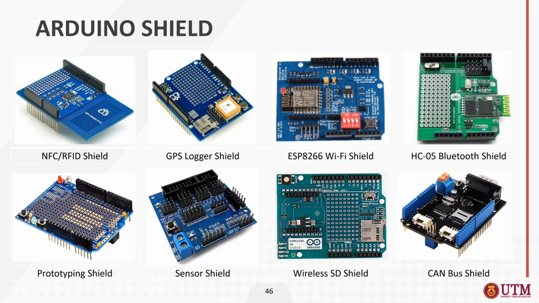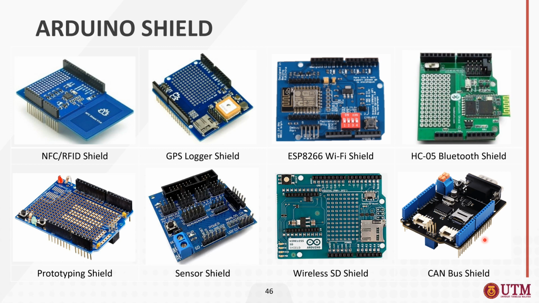If your system requires a Wi-Fi connection, you can use the ESP8266 Wi-Fi shield. If it requires Bluetooth, you can use the HC-05 Bluetooth shield. If it requires a custom prototype, you can use a prototyping shield to connect your system I/O. If your system requires a lot of sensors, you are recommended to use a sensor shield. If it requires an SD card together with a wireless module, you can use the wireless SD shield. If you want your system to have a CAN bus, you can connect it to the CAN bus shield.